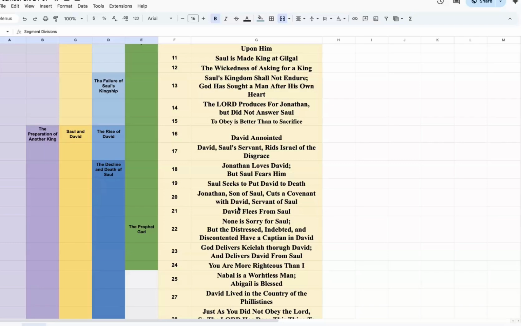And then David, Saul's servant, rids Israel of its disgrace. We see that Jonathan loves David, but Saul fears him. Saul seeks to put David to death. Jonathan, son of Saul, cuts a covenant with David, servant of Saul. And then David flees from Saul. We see none is sorry for Saul, but the distressed, the indebted, and the discontented have a captain in David. And so we saw, Saul turns on David.